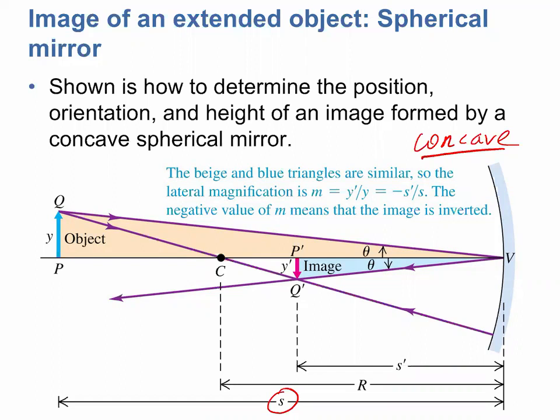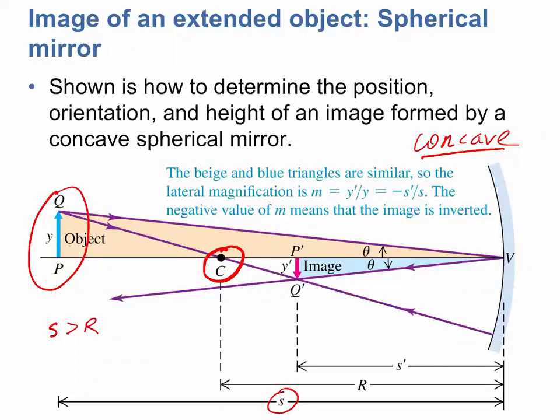You can get, for example, in this particular case that I have in front of us, an object at position P. That means you can see the object is further away from the mirror than this point C, which is the center of curvature of the mirror. That means I can say that S is greater than R. Okay, so S is greater than R.